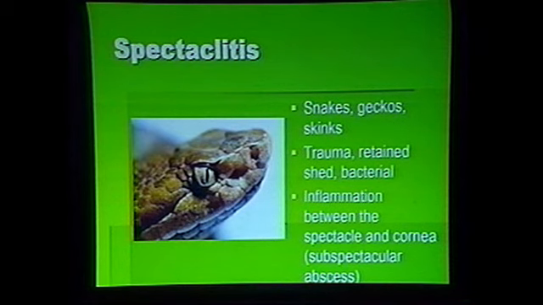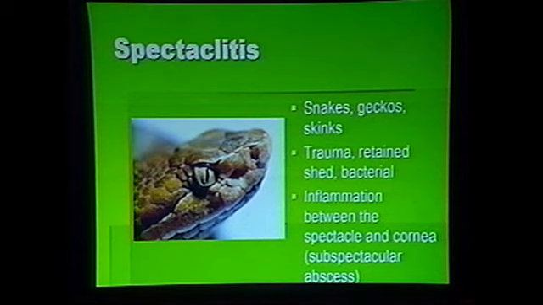Spectaclitis is occasionally seen in snakes, rarely seen in geckos and skinks. Snakes and some geckos and skinks have spectacles over the eyes, which are a modified layer of skin that sloughs off when the snake sheds its skin. In periods of dysecdysis, when the skin does not shed properly due to environmental or traumatic episodes or bacterial infection, the spectacle can become retained.